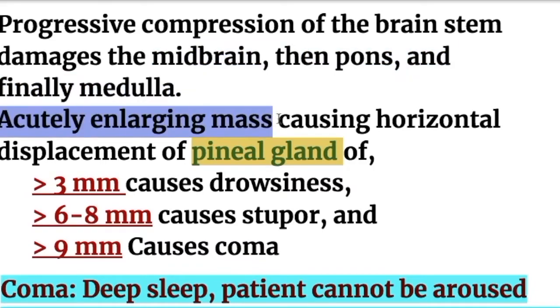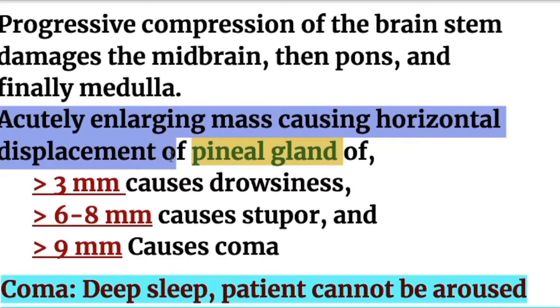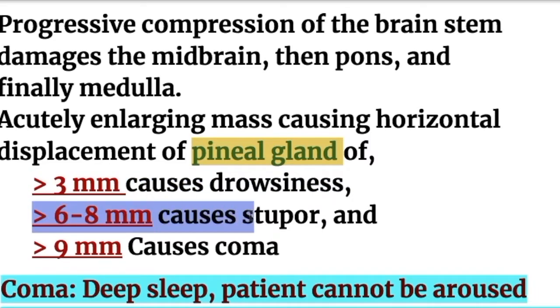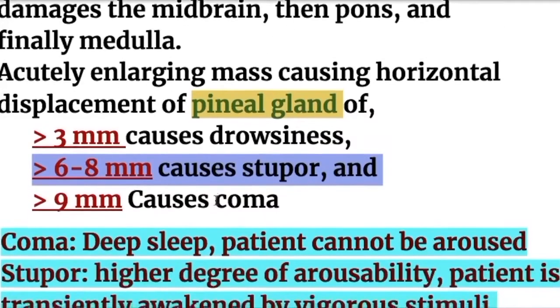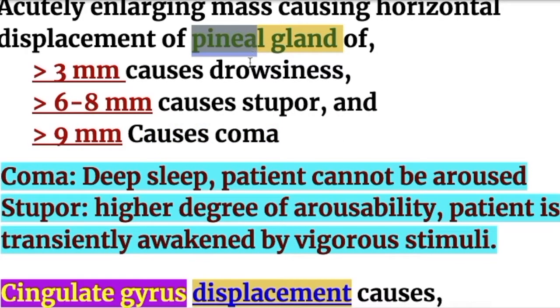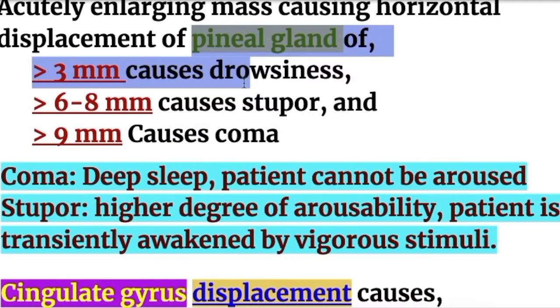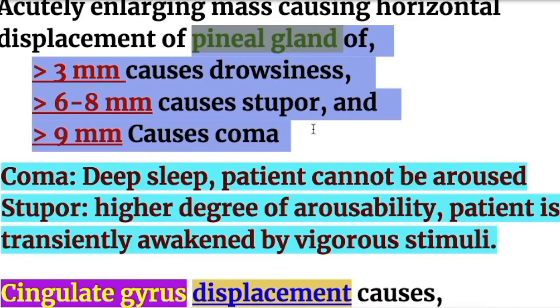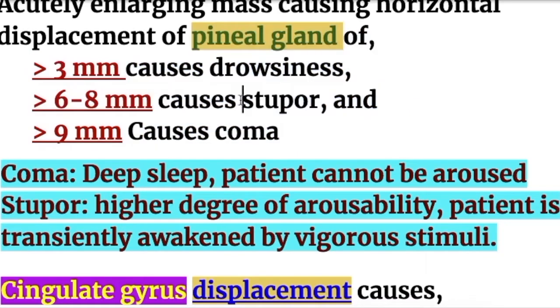An acutely enlarging mass causing horizontal displacement of the pineal gland of more than 3 mm causes drowsiness, more than 6 to 8 mm causes stupor, and more than 9 mm causes coma. So pineal gland displacement of more than 3 mm, drowsiness; more than 6 to 8 mm, stupor; and more than 9 mm causes coma. So what's the difference between stupor and coma?